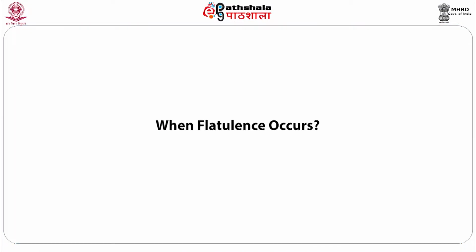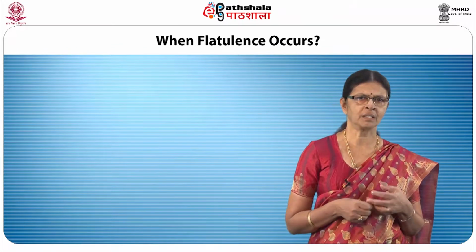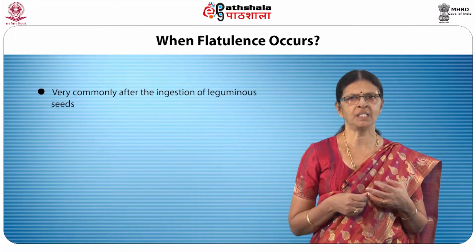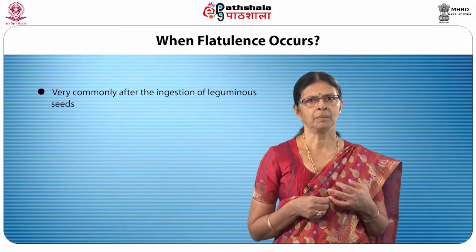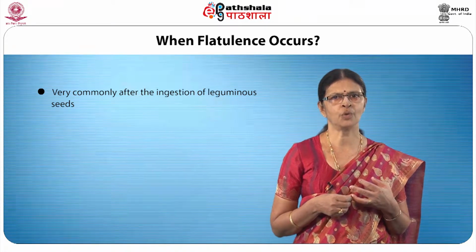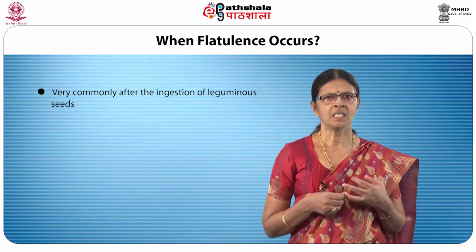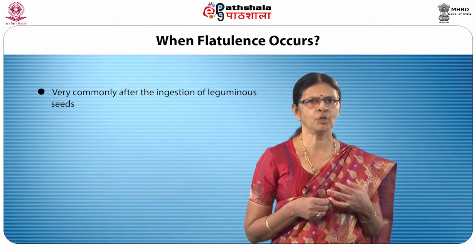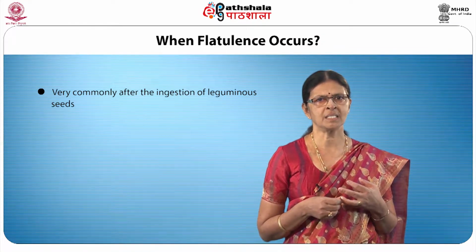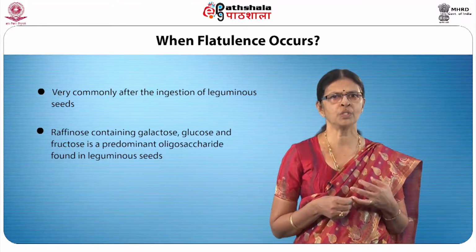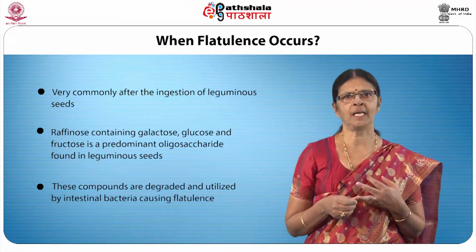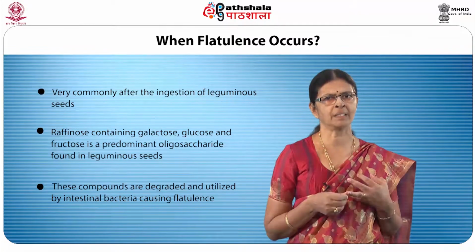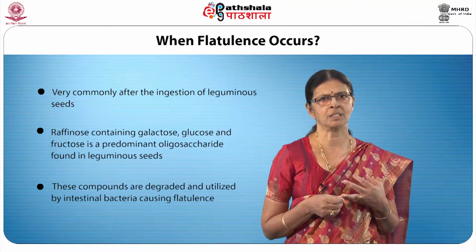Do you know when flatulence occurs? Flatulence occurs very commonly after the ingestion of leguminous seeds like Bengal gram, red gram, beans, peas and soya bean. They contain several non-digestible oligosaccharides, enzymes such as raffinose containing galactose, glucose and fructose. These compounds are degraded and utilized by intestinal bacteria, causing flatulence.